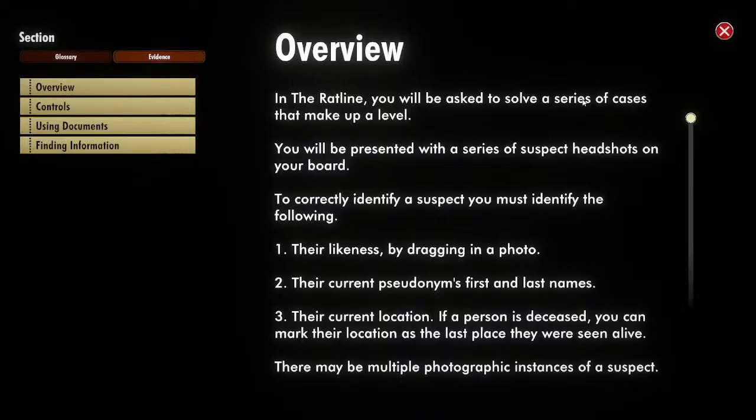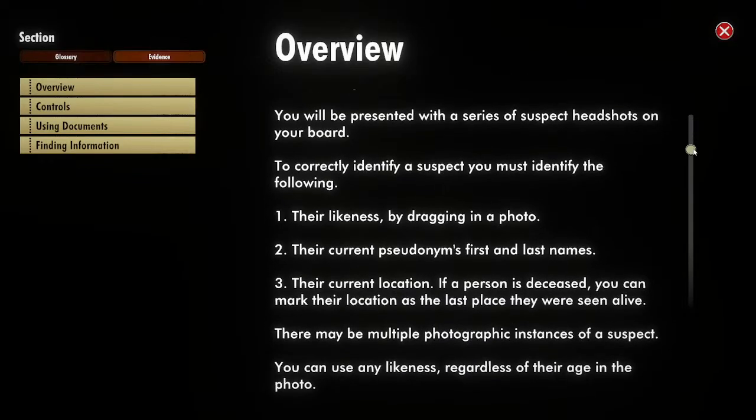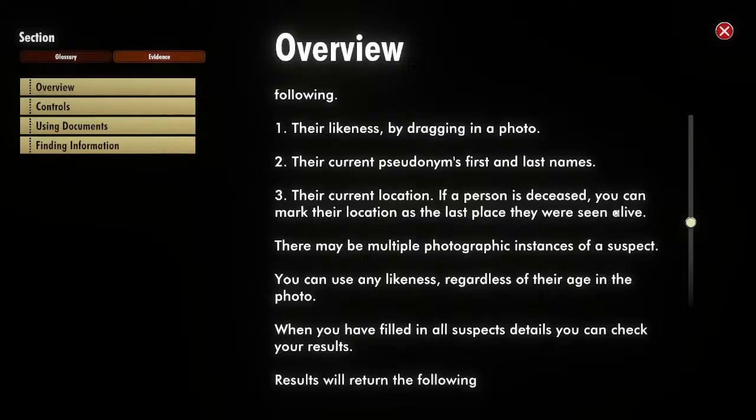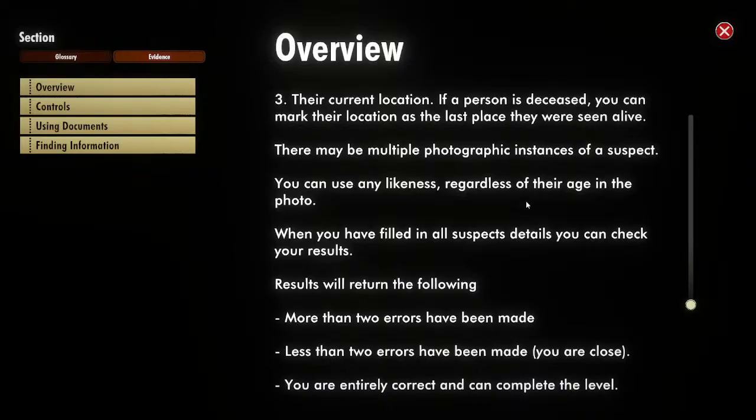In the Ratline, you will be asked to solve a series of cases that make up a level. You will be presented with a series of suspect headshots on your board. To correctly identify a suspect, you must identify their likeness by dragging a photo, their current pseudonyms first. So it's always the current pseudonym. Interesting. Their current location. If a person is deceased, you can mark their location as the last place they were seen alive. There may be multiple photographic instances of a suspect. You can use any likeness, regardless of their age in the photo. I'm sure we're going to find someone as a baby or something. Maybe he's the kid, actually.